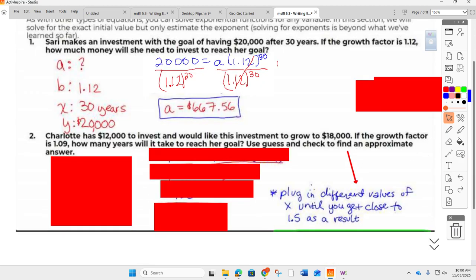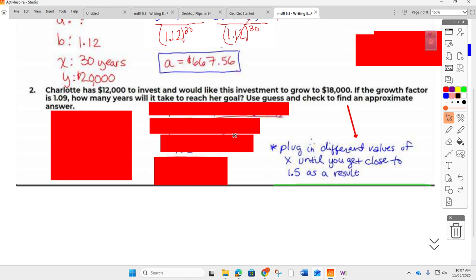For this one, it says Charlotte has $12,000 to invest, and would like this investment to grow to $18,000. If the growth factor is 1.09, how many years will it take to reach her goal? We are going to use guess and check, and we're going to make guesses until you get close to the desired amount.